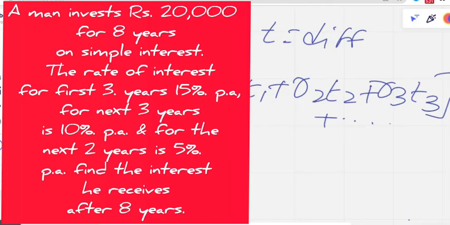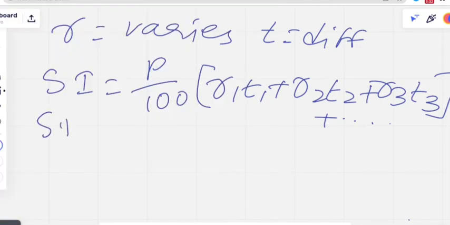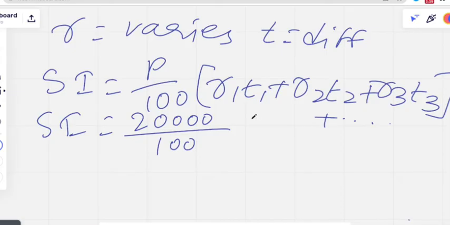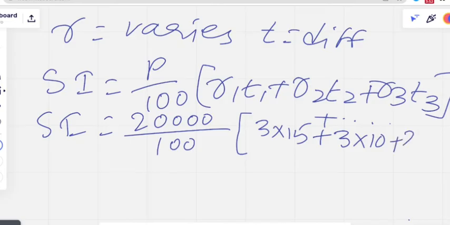Okay, so simply substitute as it is. We have three intervals. We need to substitute as it is. They have given simple interest, so we need to calculate simple interest for a sum of 20,000 rupees by 100. For the first 3 years they are giving 15% per annum, for the next 3 years 10% per annum, and for the next 2 years 5% per annum.